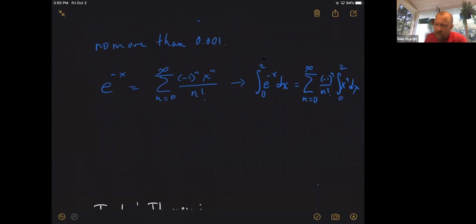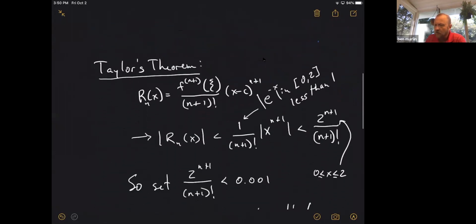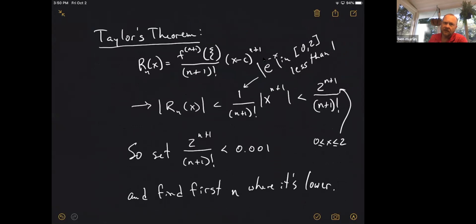Thanks. All right, first thing is this series for e to the minus x. We did that in the previous example, okay? So if you're wanting to actually get the integral of that, what you'll actually do is to just integrate your power series term by term. But you don't want to have to do infinitely many terms on this. So we're going to tackle this with Taylor's theorem.